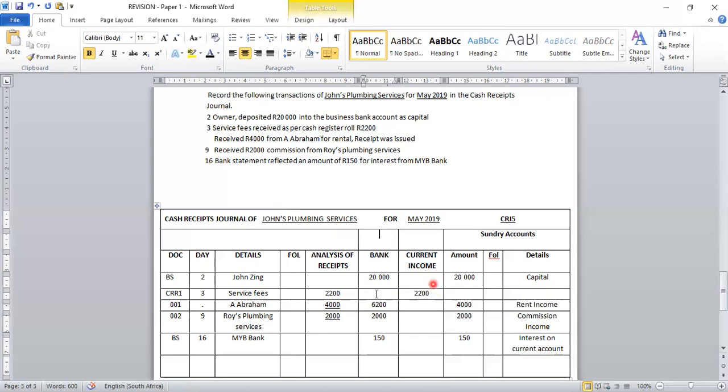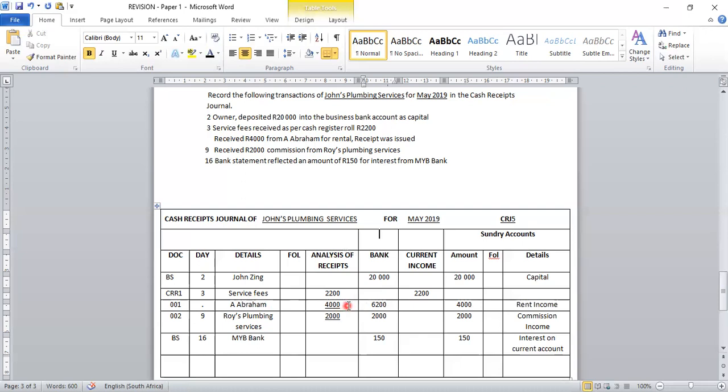So why are we receiving this 2,200 rand again? We are receiving this money because we've provided services to our clients. So our service fees goes under our current income column, 2,200. Then the second transaction on this day, it's 4,000 rand received from A. Abraham for rental. Receipt was issued. So it's our first receipt that is issued. So we are putting 001. The day is the 3rd. So the rule is not to repeat the same day. So we just put a dot. Then details column will be the name of the person that paid us. It's A. Abraham. And then our analysis column, we put 4,000 rand.